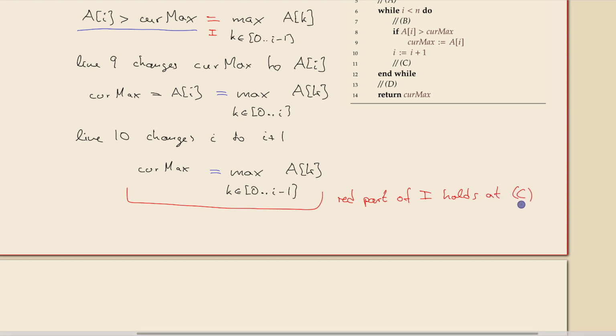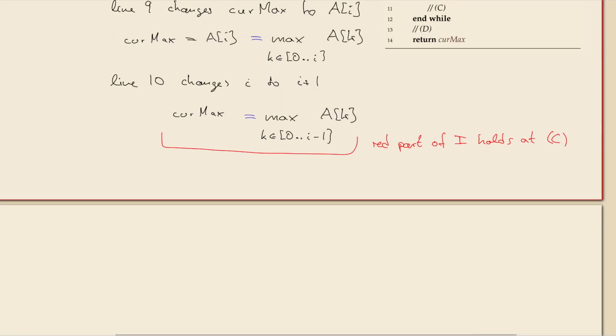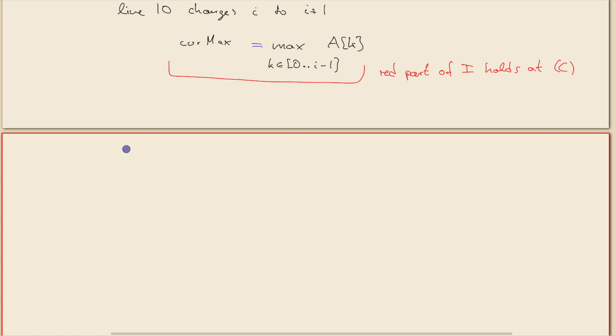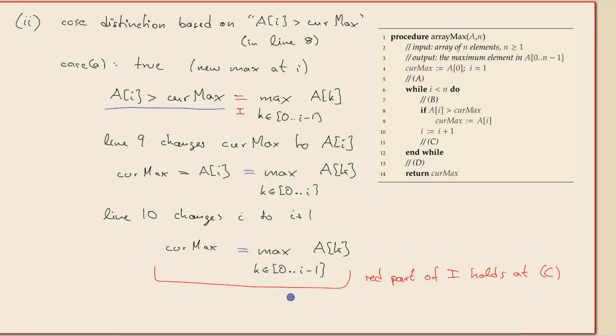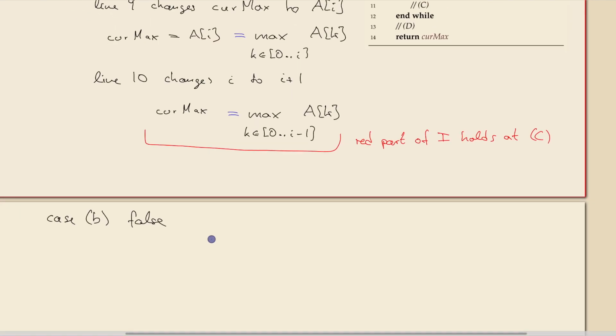In this case, we're still in case A. Okay, I'll try to get the indentation right. Case B is the false case, which means I should be able to copy some bits. If it's not greater, then it's less or equal.